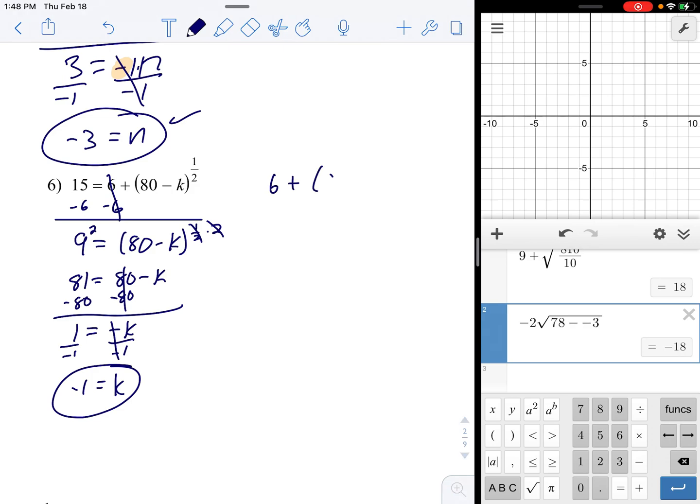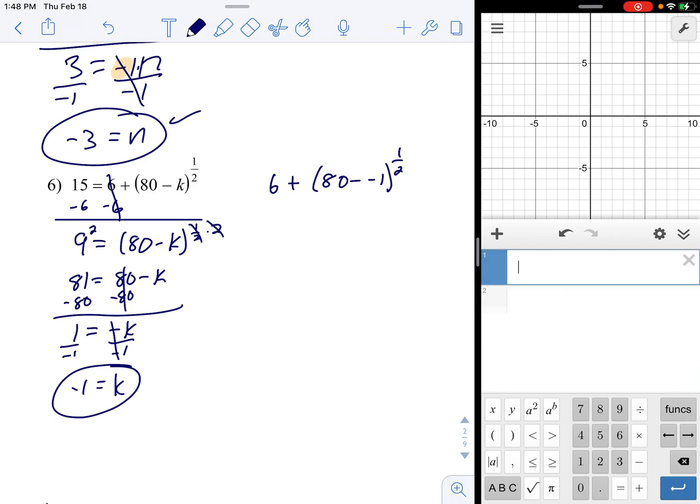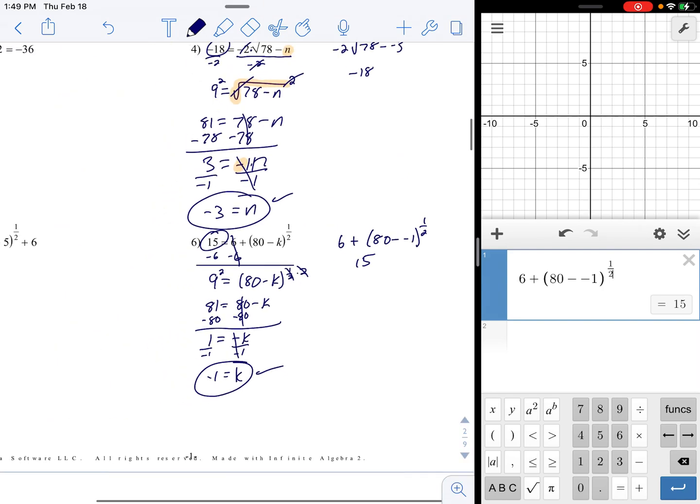6 plus 80 minus -1 to the 1/2 power. So clear all this out of Desmos. 6 plus parenthesis 80 minus -1 close parenthesis raised to the 1/2 power equals 15, and that is right, so we know that is the right answer.